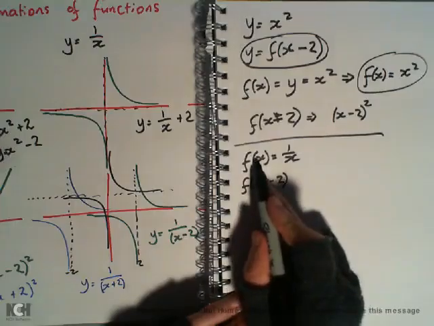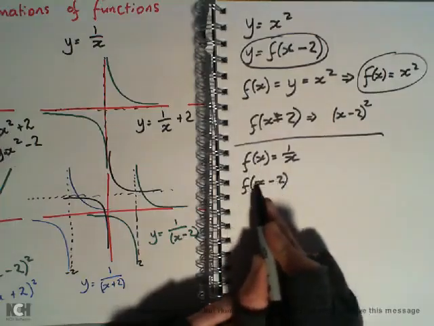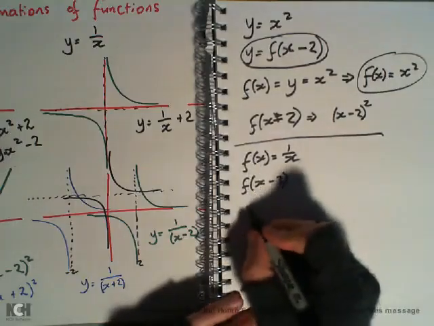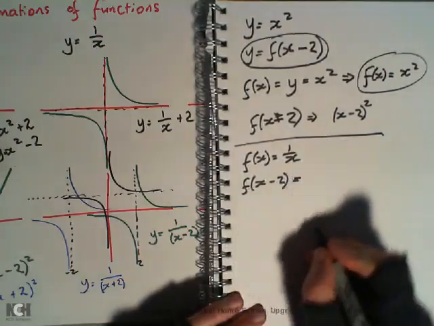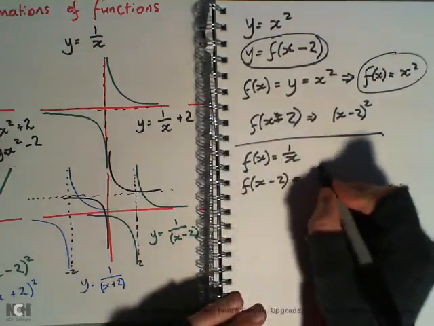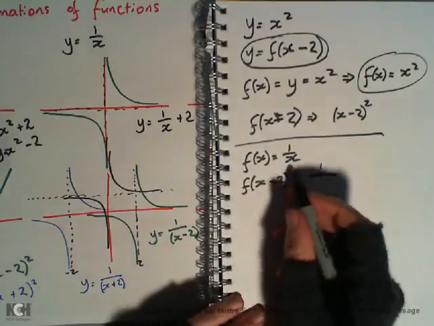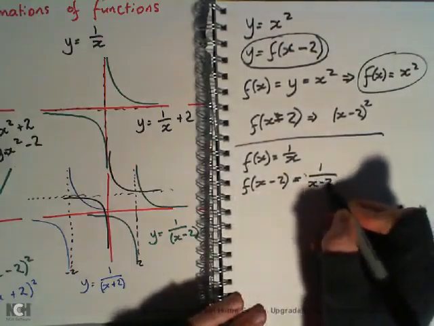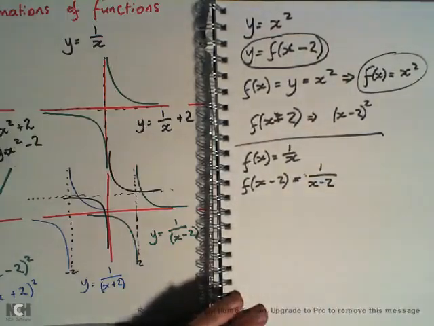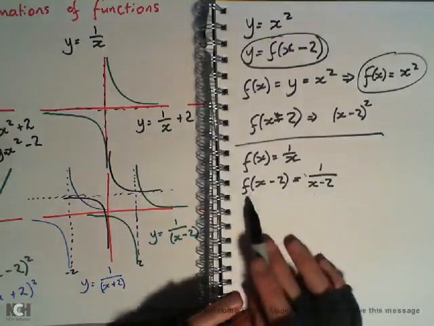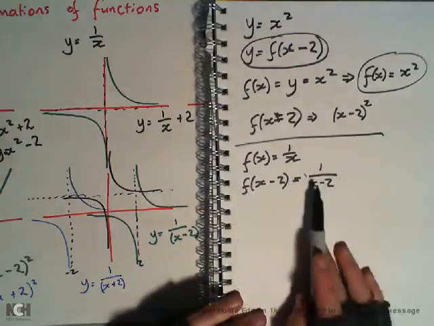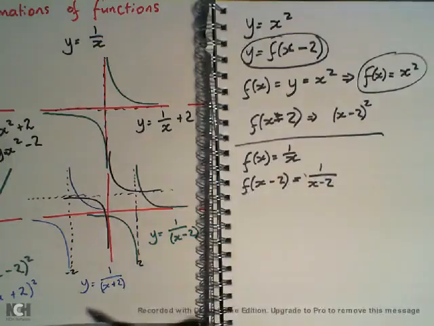So I'm saying for my function, whenever I see x, I'm actually going to put x take 2. So f of x take 2 is our original function, 1 over x, but now instead of x, I'm putting x take 2. That's all I do. So my translation, f of x take 2, is 1 over x take 2.